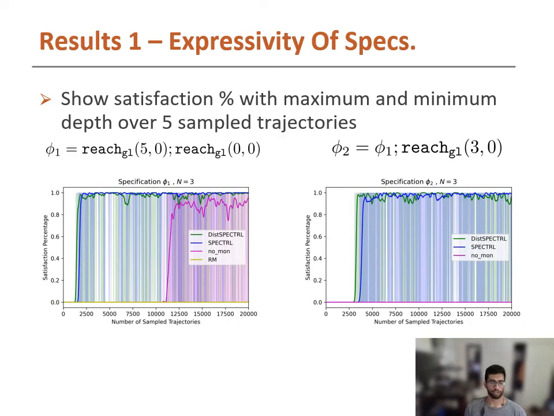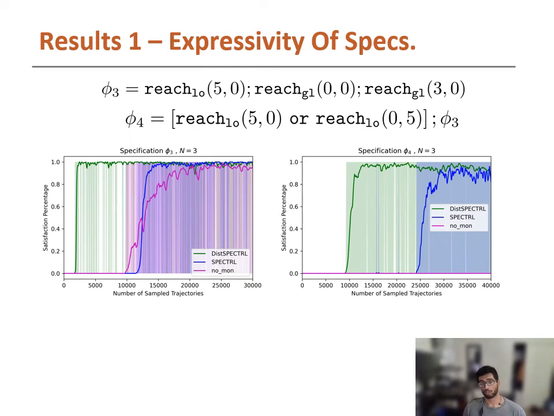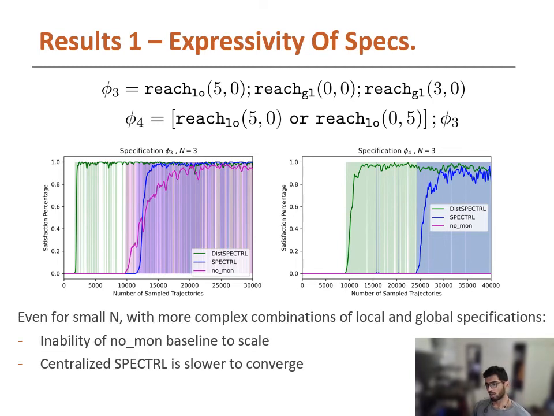From the satisfaction percentages shown here, we can see that the baselines can work fairly well when the spec is entirely global and does not have many stages. And so the centralized version works fairly well. But as soon as we introduce local specifications, the centralized version is slower to converge, and the no monitor case also doesn't work well as the number of stages increases. And here we start to see the shortcomings of our baseline.